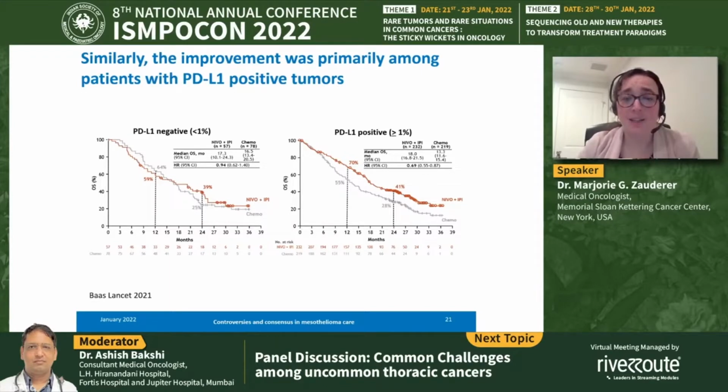These data clearly support the routine use of ipilimumab and nivolumab as initial treatment for sarcomatoid and biphasic mesothelioma. Yet great controversy around the management of epithelioid disease remains. Additionally, in data not shown this morning, the progression-free survival curves cross for epithelioid disease, indicating that the initial progression-free survival for these patients is worse with immunotherapy.